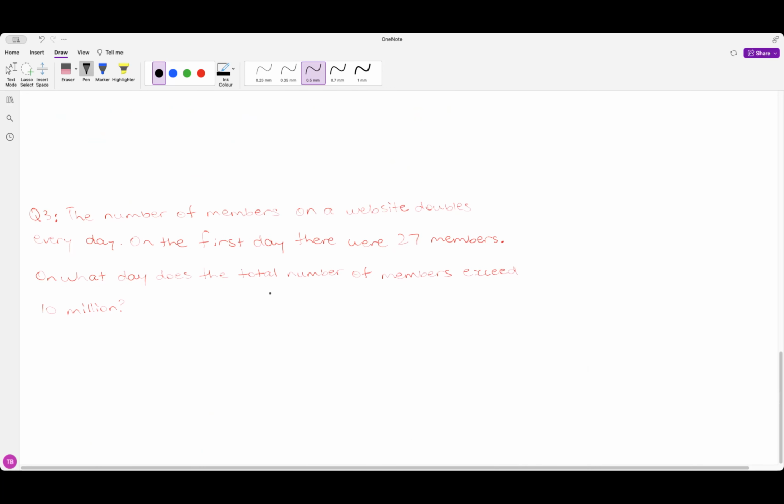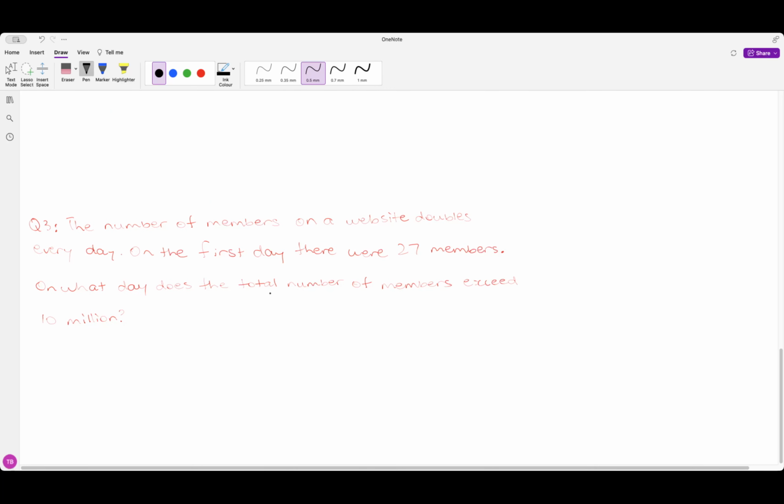All right, last question. The number of members on a website doubles every day. On the first day, there were 27 members. On what day does the total number of members exceed 10 million? Okay, so again, extract everything I can from the question. So on the first day, there were 27 members. So that means that my A is 27, the first number.